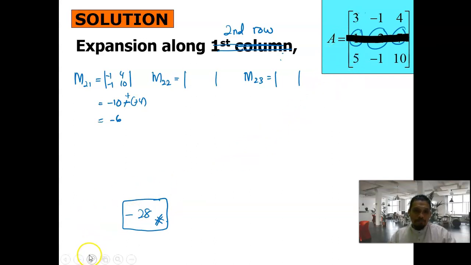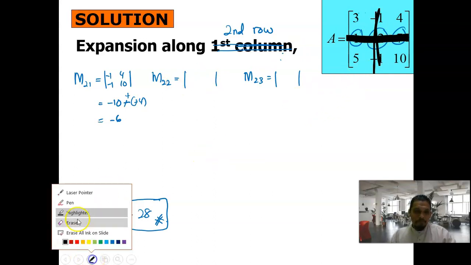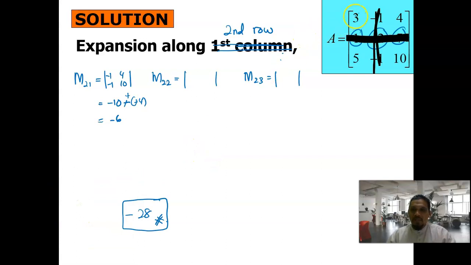Then next, for minor of 2, 2, we have already hidden the element in row 2, and now we are going to hide the element in column 2. So what's left here now? We got 3, 4, 5, and 10. So 3 times 10 equal to 30 minus 4 times 5 equal to 20. So 30 minus 20 equal to 10.